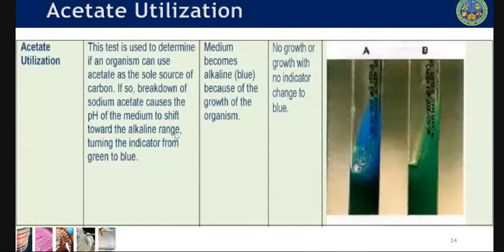Okay, so again, with this type of reaction, the presence of a pH indicator will lead to the visualization of a positive reaction, the change of color from green to blue.